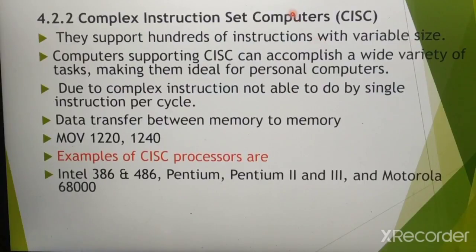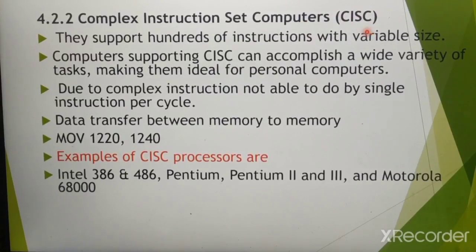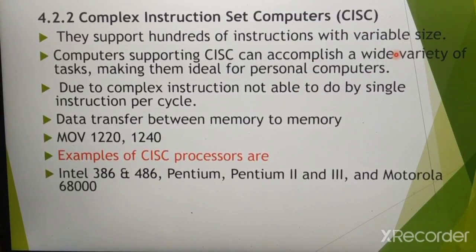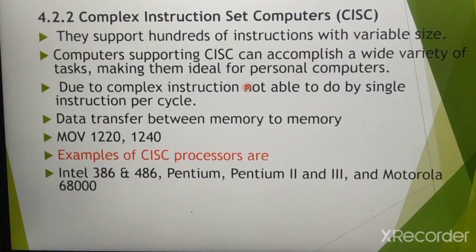The second one is complex instruction set computers, which are simply called CISC processors. Here we can process a large number of complex instructions with variable size. Here each instruction is of a different size. In the previous RISC processors, we can do a small set of instructions with a fixed size, so we can do each instruction per cycle. In this complex instruction set, each instruction is complex with various sizes, so it is not able to do a single instruction per cycle.